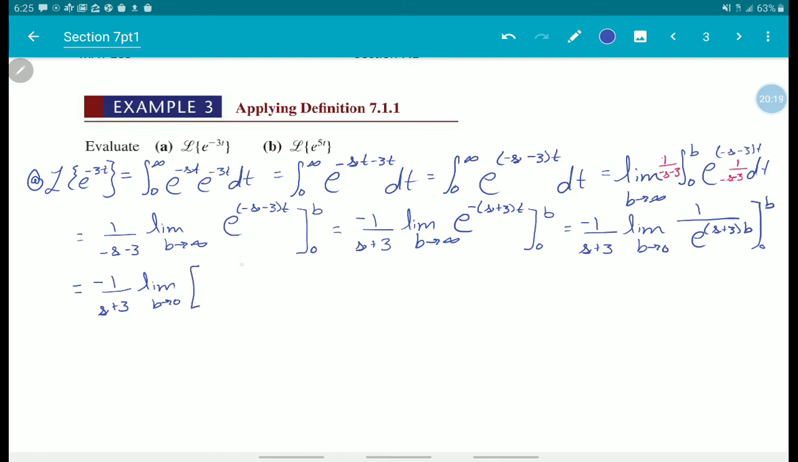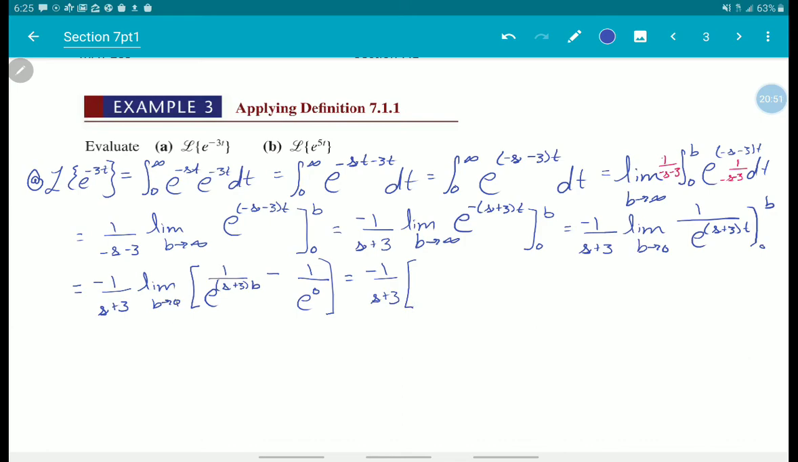When we substitute that in, we have 1 over e to the s plus 3 times b. I have a typo there. That should be a t. Minus 1 over e to the 0. Remember, e to the 0 is 1. So we have negative 1 over s plus 3. And let's apply that limit.